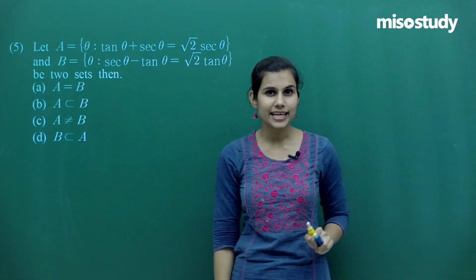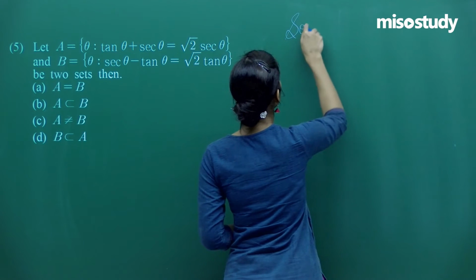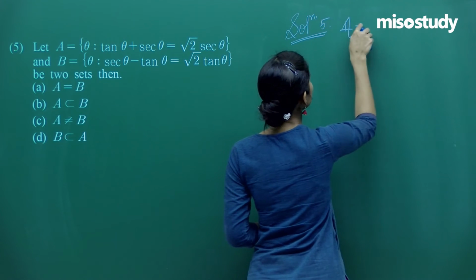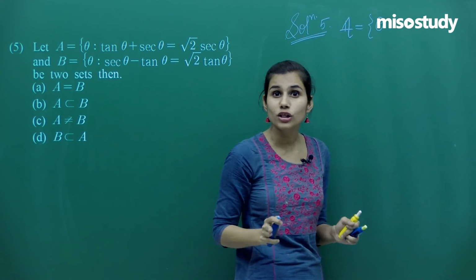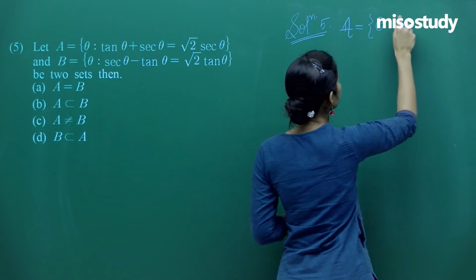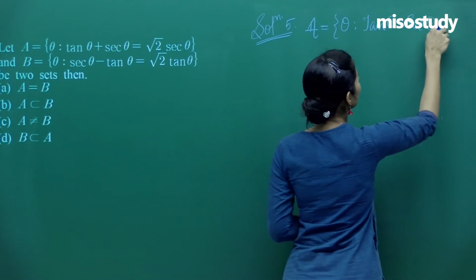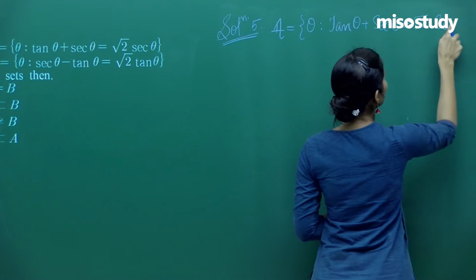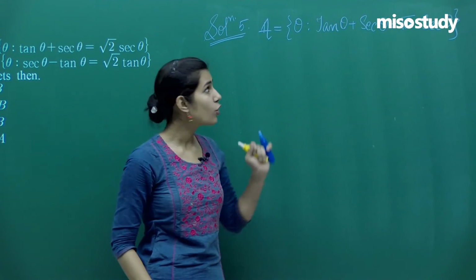Let me start with set A and decode what set A actually is. I am given my set A to be equal to all those thetas, all those angles, all those arguments such that tan theta plus sec theta is root 2 sec theta. Have a particular theta belonging to set A.